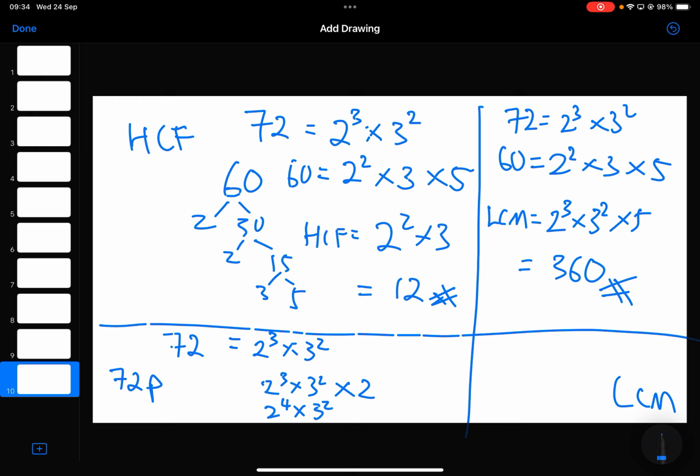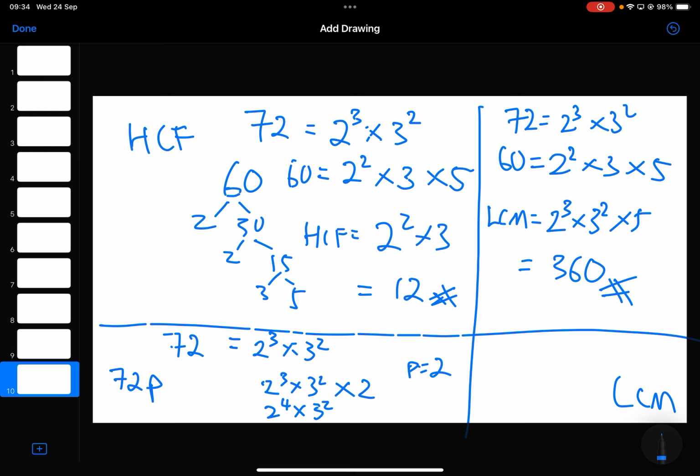Then it will make the result a perfect square because the powers are even. Meaning, if I want to multiply a number to 72 to make the result a perfect square, my P must be equal to 2. Because multiplying 2 will make this power become even. That is how we determine what we need to multiply to the number.